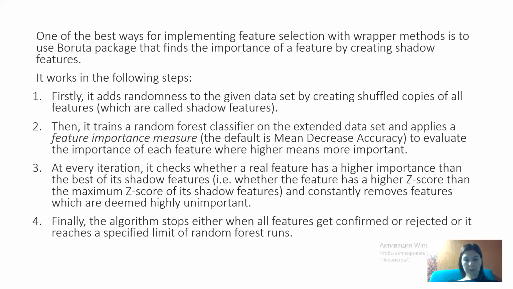The default measure is mean decrease accuracy to evaluate the importance of each feature, where high means more important. At every iteration, it checks whether a real feature had a higher importance than the best of its shadow features, whether the feature had a higher z-score than the maximum z-score of its shadow features, and constantly removes features which are deemed highly unimportant. Finally, the algorithm stops either when all features get confirmed or rejected, or it reaches a specified limit of random forest runs.